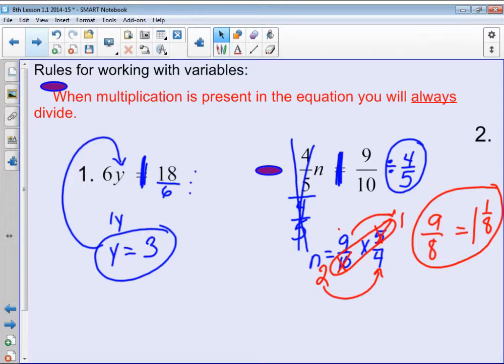If you hadn't reduced, you would have had 45/40, which would then reduce down because 5 would still go into 45 and 40, and it would reduce down to what we originally had. All right, I'm going to go ahead and pull that number 2 back out so that you guys can practice that one on your own.